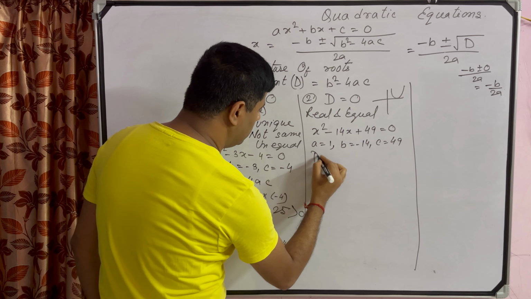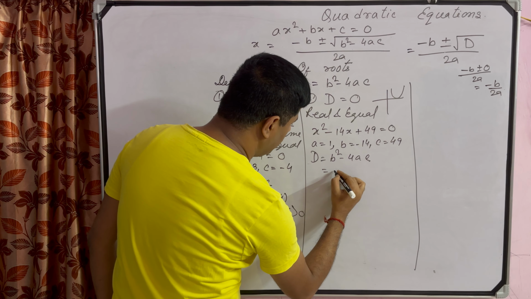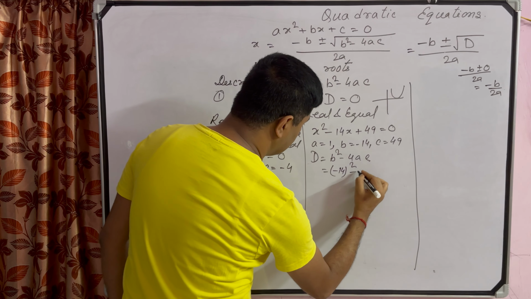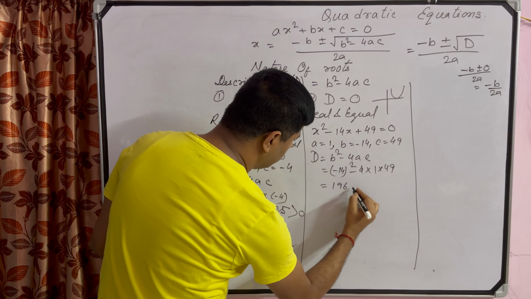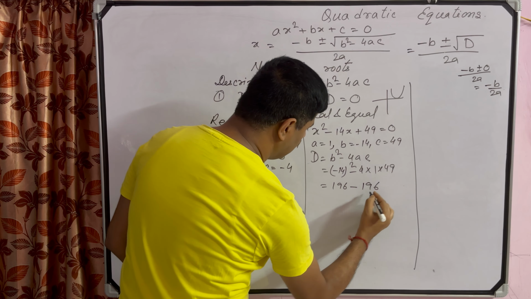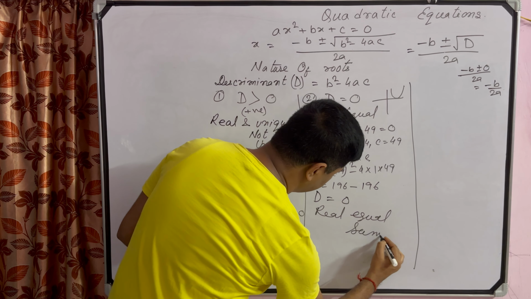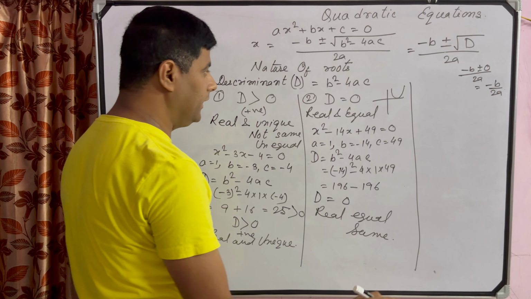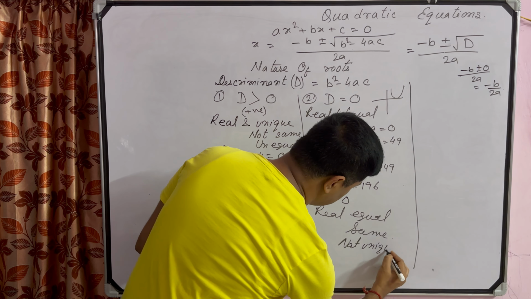So what is the value of D? D will be b square minus 4ac. So it will be minus 14 square minus 4 into 1 into 49. So the result is 196 minus 49 into 4, which is also 196. So the result is 0. So as D is equal to 0, this means roots are real, but they are equal, or you can say they are the same. They are not unique.